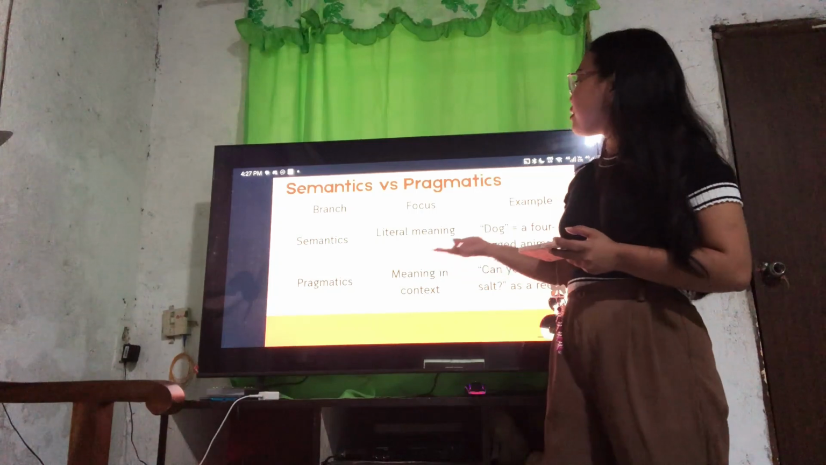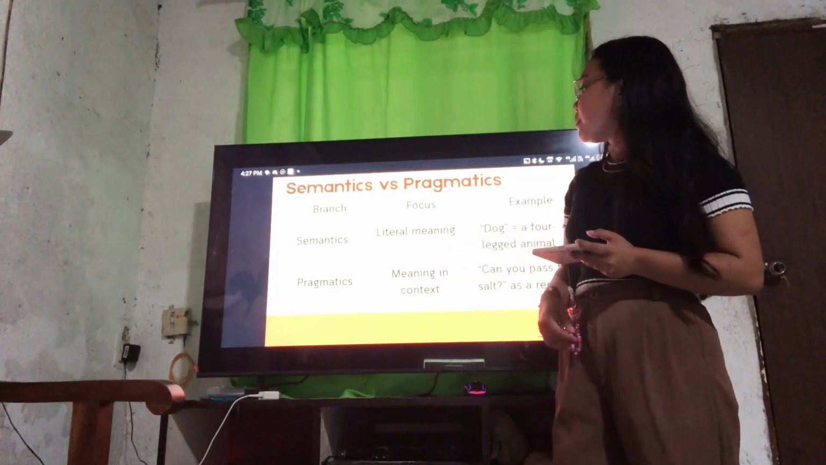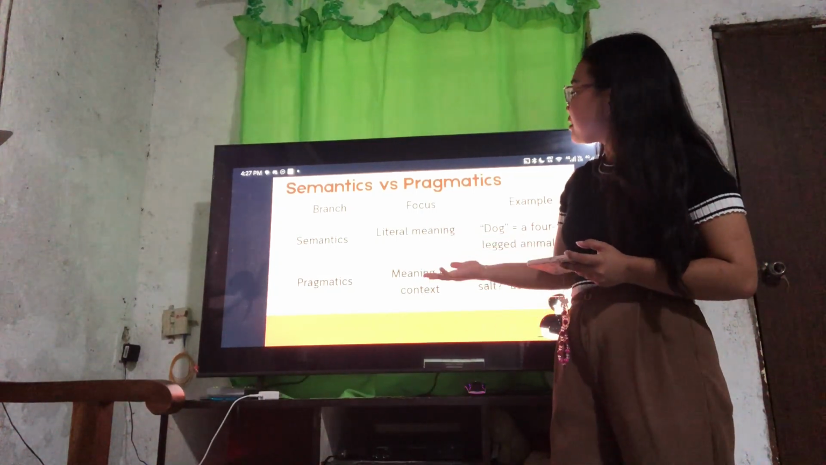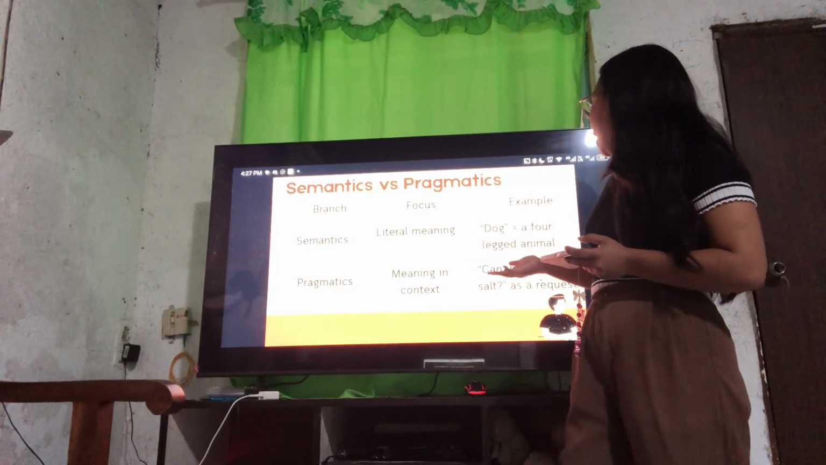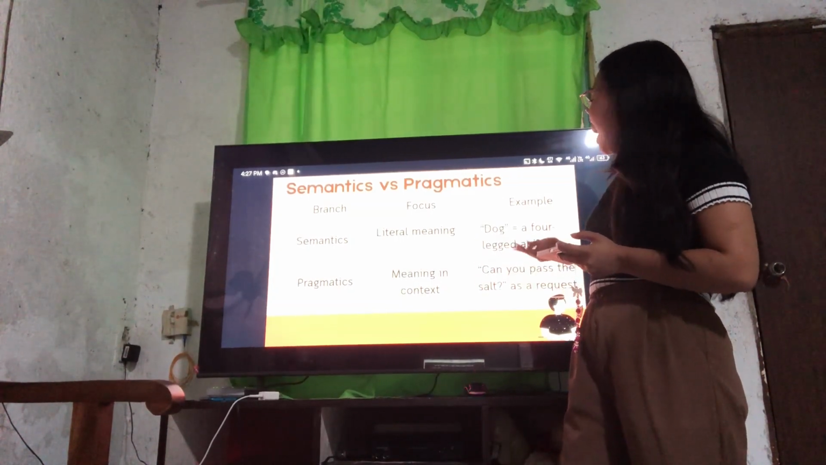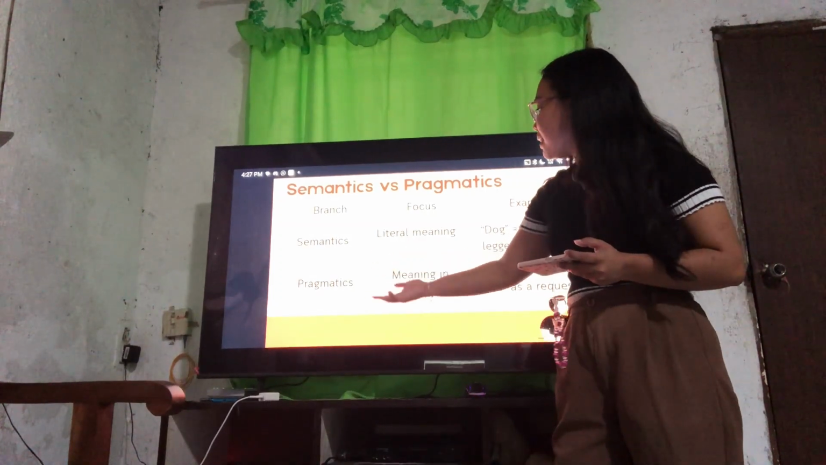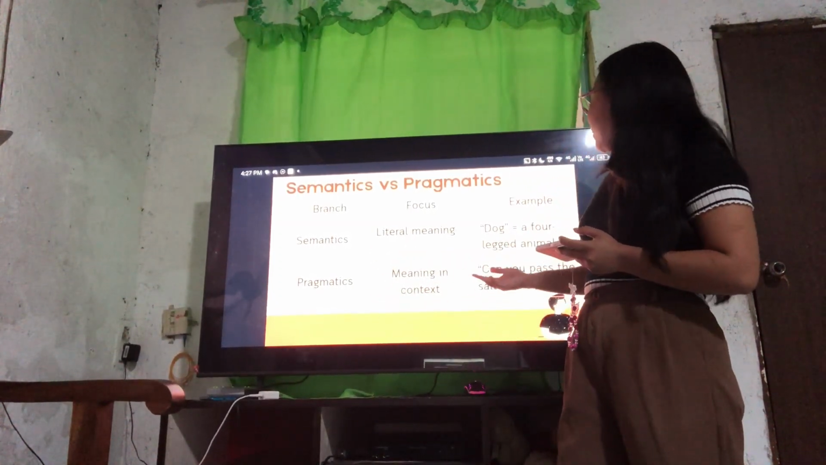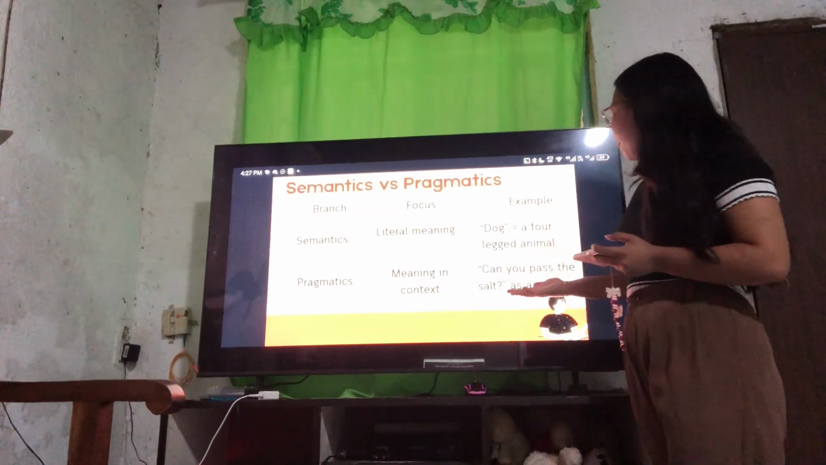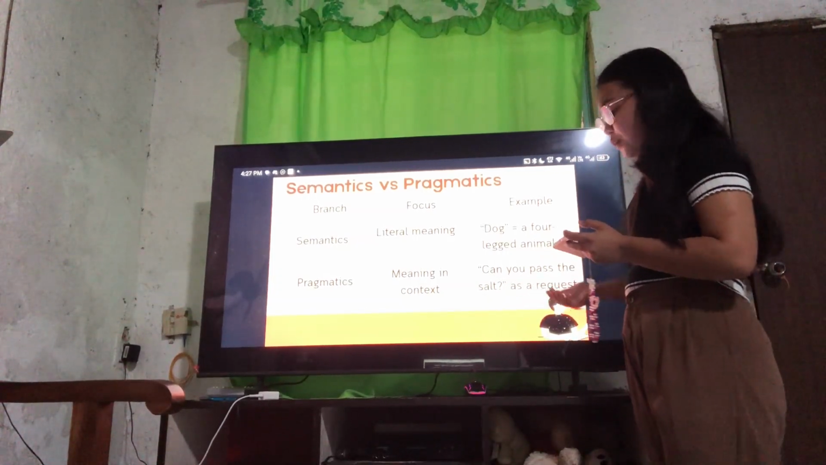Next is semantics versus pragmatics. The branch is semantics. The focus of semantics is literal meaning. And the example of semantics is "dog" equals a four-legged animal. Next one is pragmatics. The focus of pragmatics is meaning in context. The example is "Can you pass the salt?" as a request.